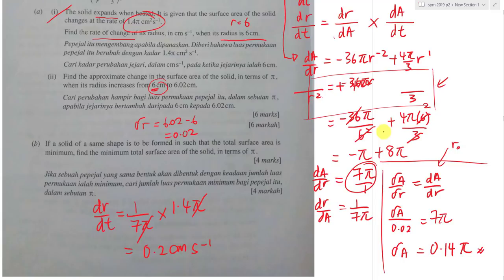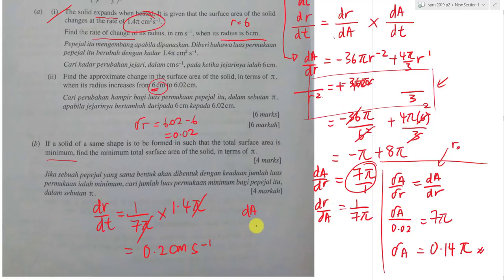Alright, so let's move on to part 2. If a solid of the same shape is to be formed such that the total surface area is minimum, find the minimum total surface area in terms of pi. Whenever we see minimum, we know its differentiation is a stationary value. We need to differentiate and equate to 0. So what I want to do here is, yeah, total surface area is minimum.